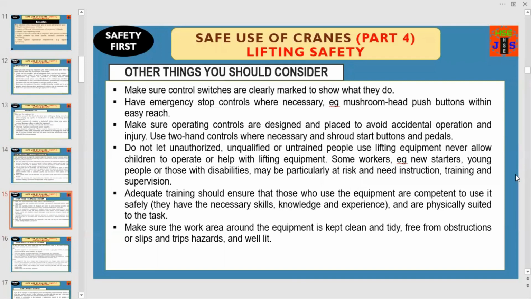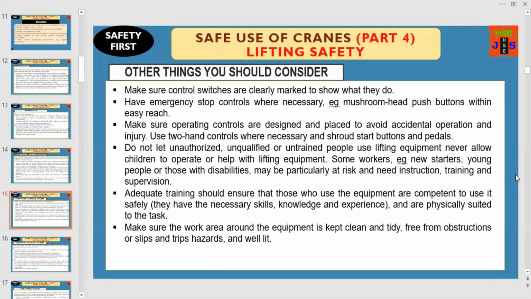Make sure control switches are clearly marked to show what they do. Have emergency stop controls where necessary, for example, mushroom head push buttons within easy reach. Make sure operating controls are designed and placed to avoid accidental operation and injury. Use two-hand controls where necessary, and shroud start buttons and pedals.